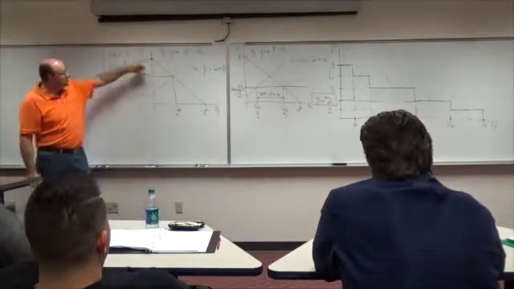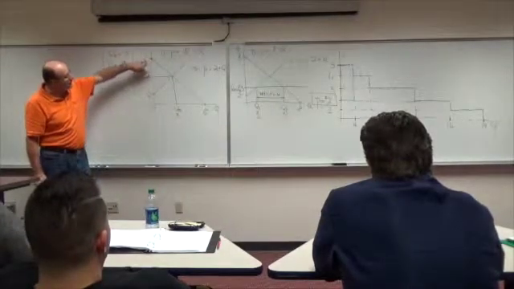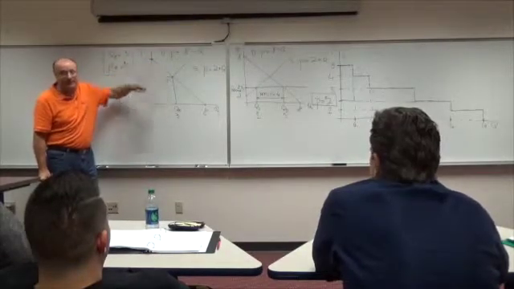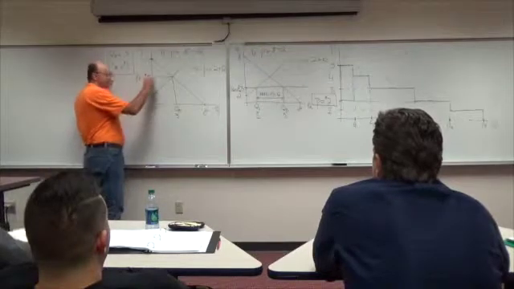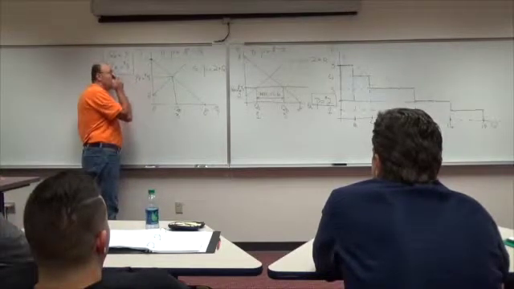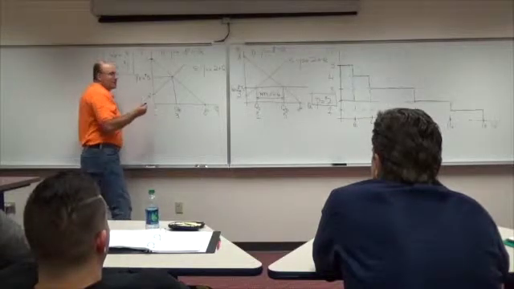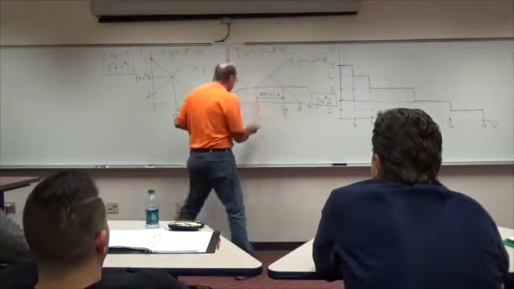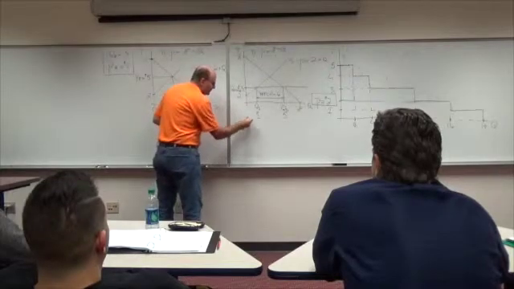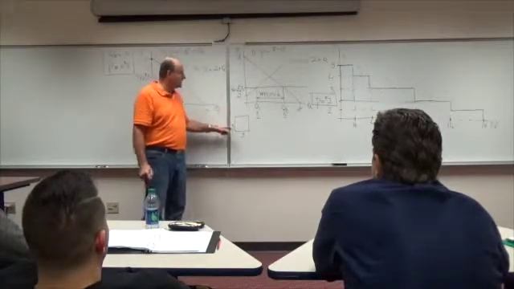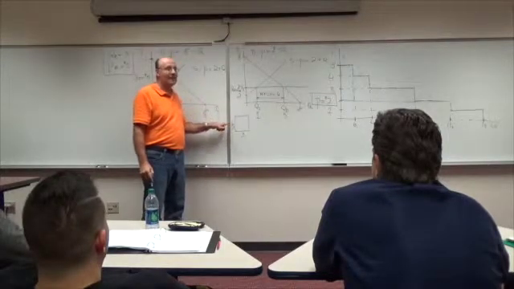So, how tall is the triangle? 3. How wide is the triangle? 3. What is the area of a right-angled triangle? 3 by 3. Okay, guys? What would be the area of a rectangle? 3 by 3. 3 times 3 is 9.